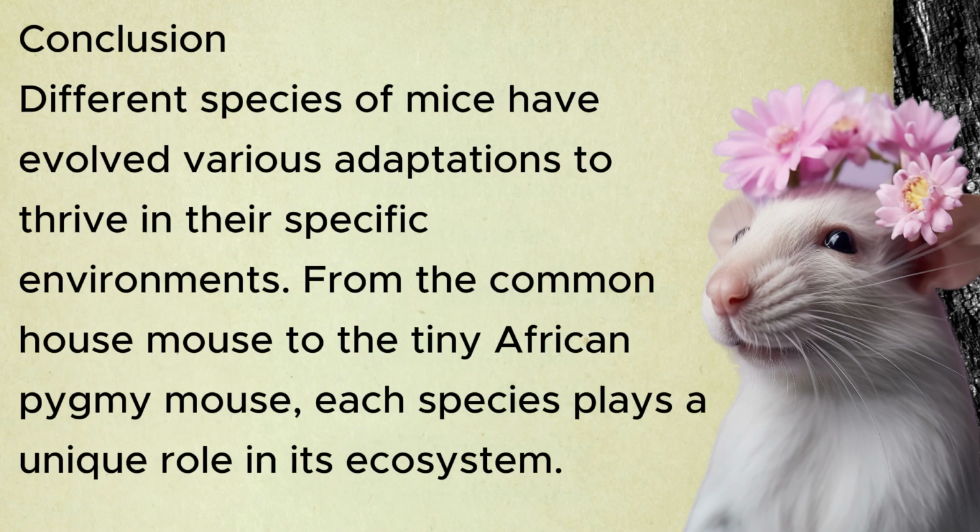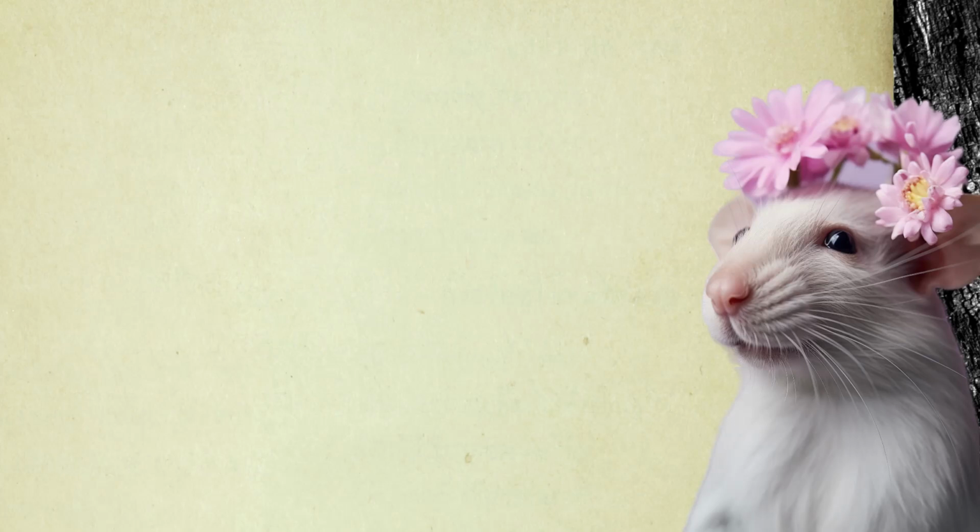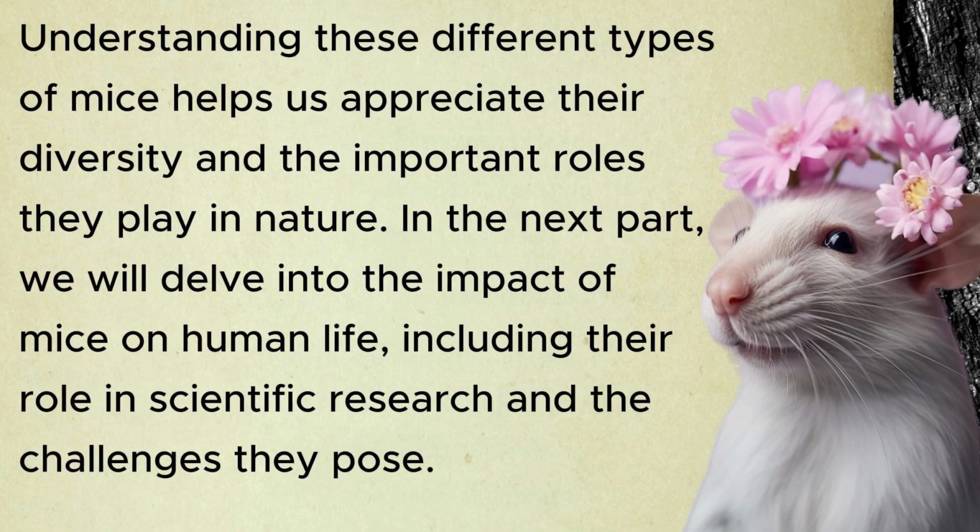Conclusion: different species of mice have evolved various adaptations to thrive in their specific environments. From the common house mouse to the tiny African pygmy mouse, each species plays a unique role in its ecosystem. Understanding these different types of mice helps us appreciate their diversity and the important roles they play in nature.